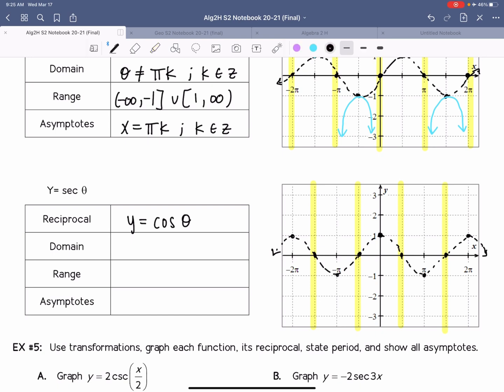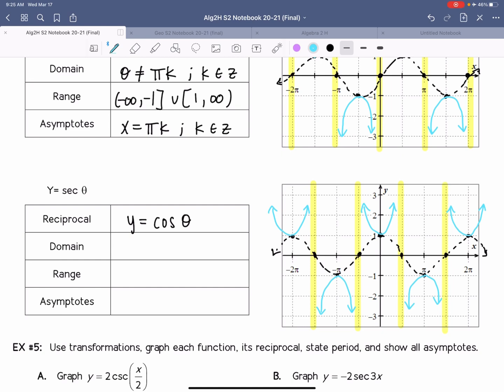And then just like before, we go to the top of every hill and valley, and you're going to draw yourself little parabolas that will be approaching each vertical asymptote. And that is the secant graph. So really, as long as you can graph sine and cosine, you can do secant and cosecant.